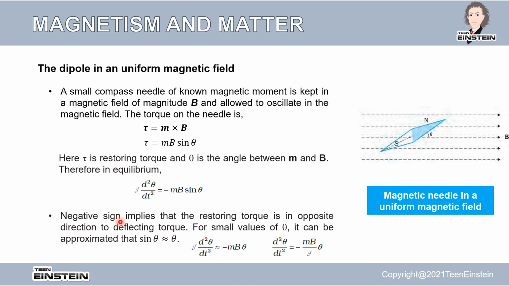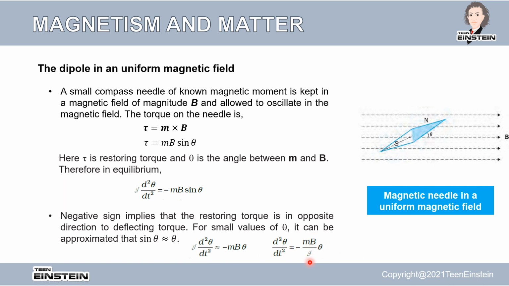So now this negative sign implies that the restoring torque is always opposite to the deflecting torque. For small values of theta, it can be approximated that sine theta equals theta. So we substitute sine theta equal to theta here. So I d²θ/dt² equals minus mBθ. Let's take this I to this side. Then we get d²θ/dt² equals minus (mB/I) into θ.